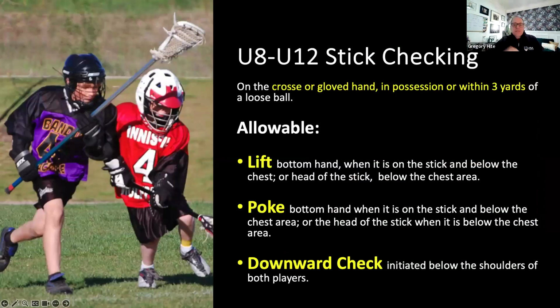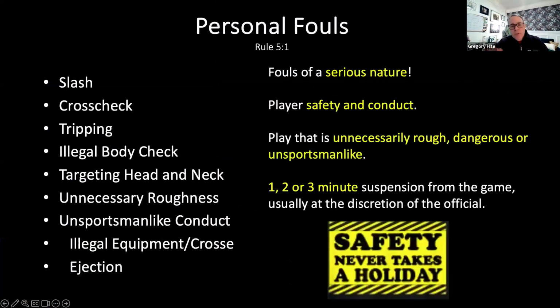So U8 through 12 stick checking, right? You can check the cross, you can check the gloved hand in possession within 3 yards of a loose ball. You can do a lift check where you come up from the bottom and try to knock his stick up. You can do a poke check where you come straight out at him, or a downward check. At the youth level, you have to initiate those downward checks from the shoulder down. So when you're coming in with your stick way up here, your radar should be going off. That's what you're generally allowed to do.